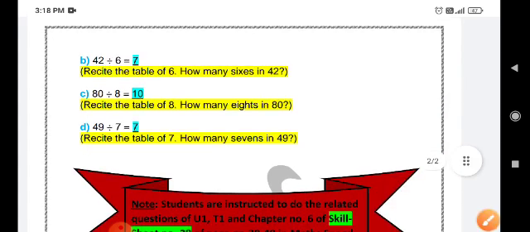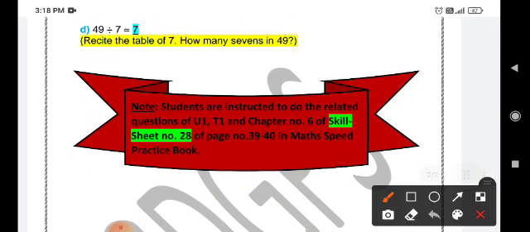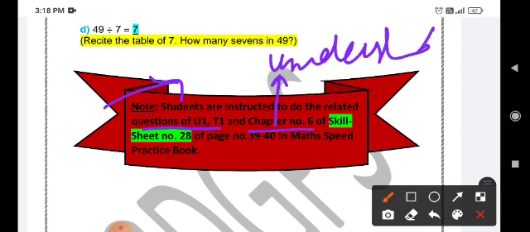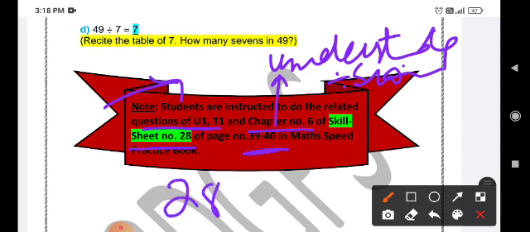Use tables. Dear students, you are instructed to do the related questions of U1, T1 and chapter number 6, understanding division, of skill sheet number 28, on pages 39 to 40 in your Math Speed Practice book.